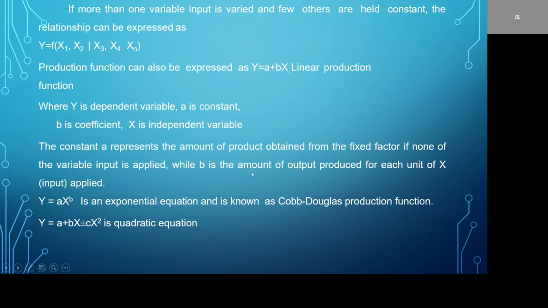Whereas B is the coefficient: the amount of product obtained or produced with each unit of the input applied. That is the difference between A and B. With 0 units of the variable input, the product we get is the constant A, whereas the amount of output obtained or produced for each unit of X is B, the coefficient. Next slide.